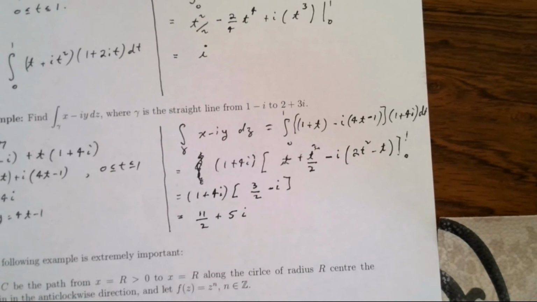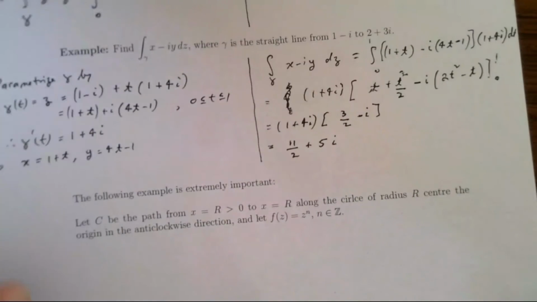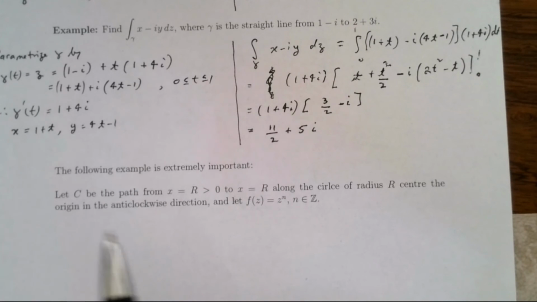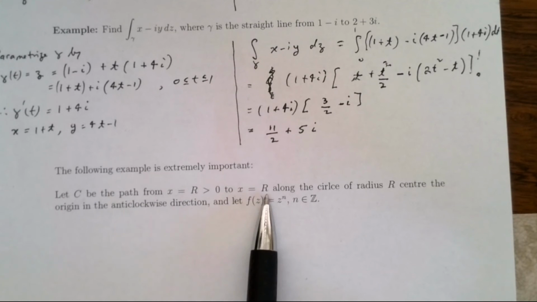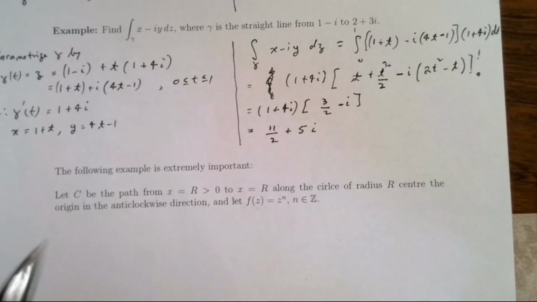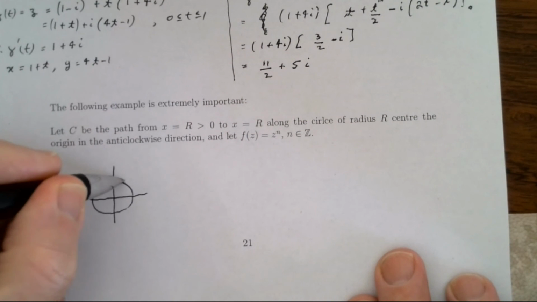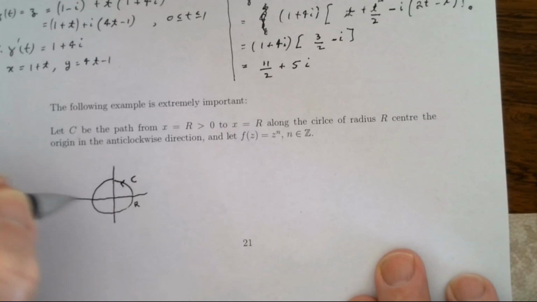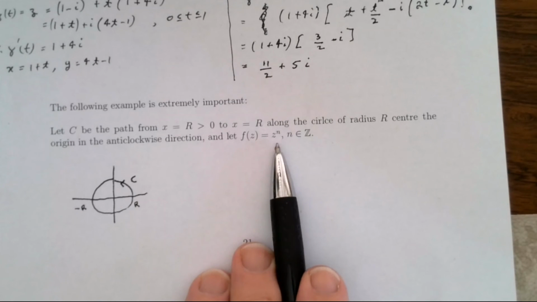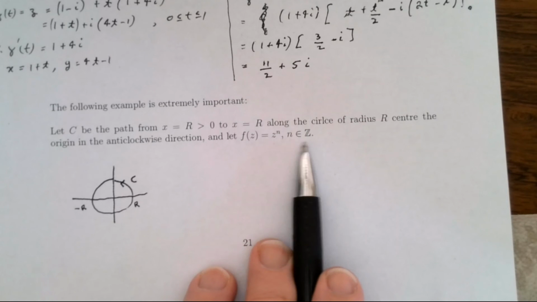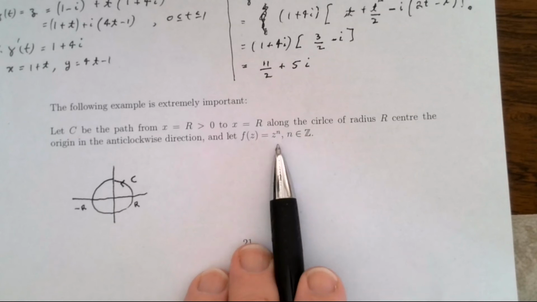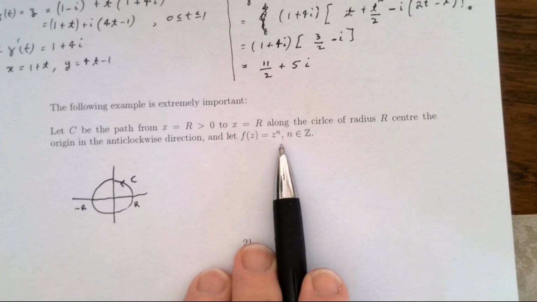Now, the following example is extremely important. This one here is an example where C is a closed path. It's from x equals r to x equals r along a circle of radius r, centre the origin, taken anti-clockwise. So our C here is going to look like this. There's our C, and there's r and minus r, and we're simply going around the circle once anti-clockwise, and we're going to integrate z to the n. By the way, just observe that n at the moment is an integer. It could be positive or negative. If n is positive, then this function is an analytic function. If n is negative, then we're going to have some troubles at 0. It'll be analytic except when z is 0. So just keep that in mind for the moment.